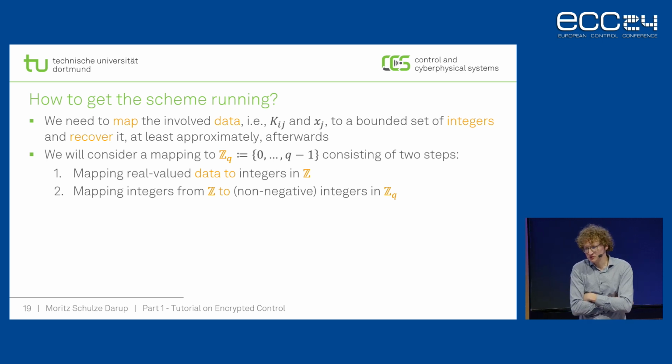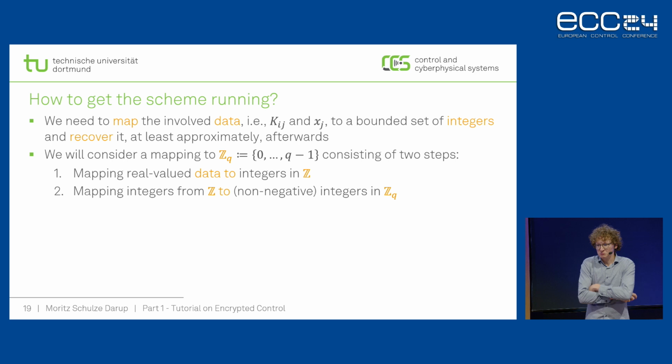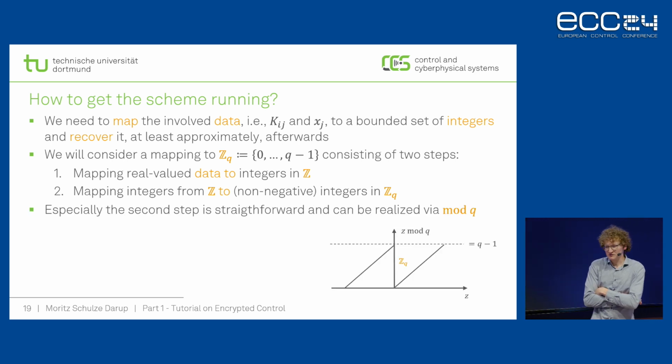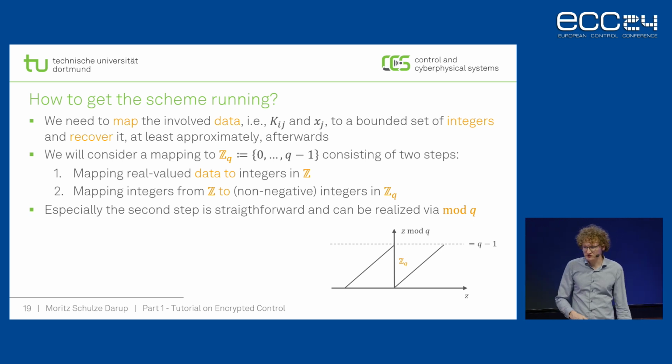So you can simply equal that. And mapping our real value data to this bounded set, we will do so within 2 steps. First, we will map our data to the set of integers, unbounded, and then we will map the integers to this bounded set of integers, ZQ. Obviously, the second step is quite easy, and you can realize it with a modulo operation, because the modulo operation kind of leads to this sawtooth, always mapping to this bounded set of integers here, right?